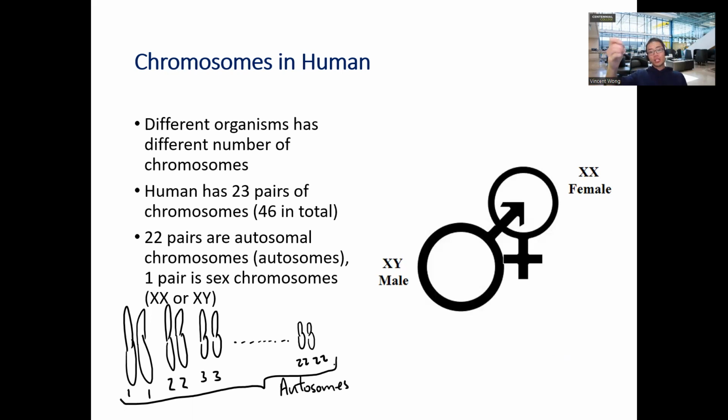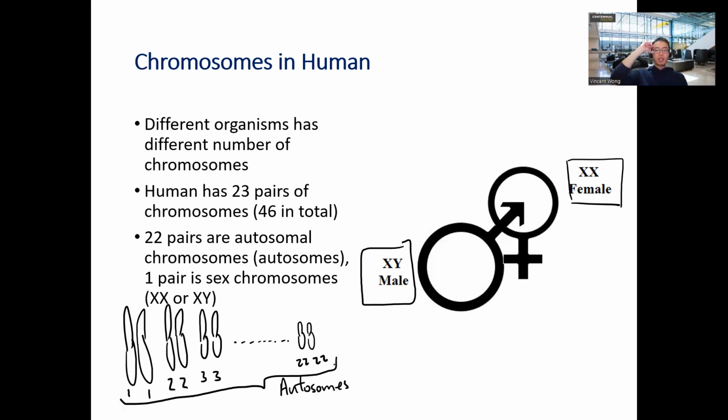Okay, and then your sex would be determined by the sex chromosome, which is number 23. So for male, chromosome number 23 would be X and then Y. Whereas for female, both chromosome 23 would be X and X. So XX for female and XY for male.